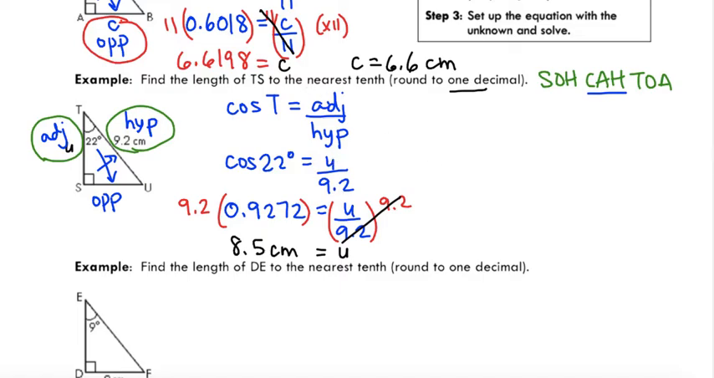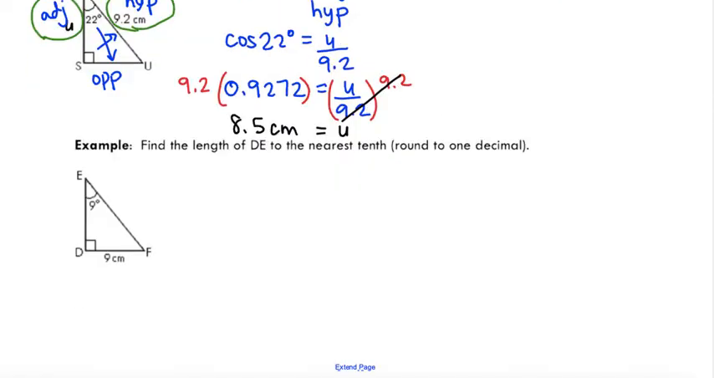Let's do one more example. In this example, we want to find the length of side DE. So this is that line segment right here, which is also called little f because it's the side across from angle F. And again, I want to round this to the nearest tenth, which is the same as 1 decimal place for my final answer.